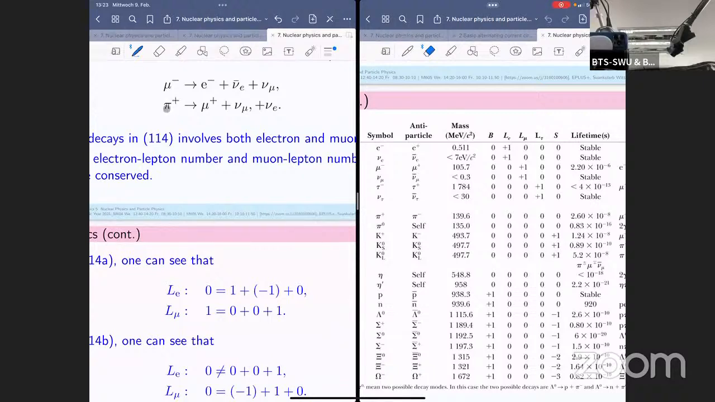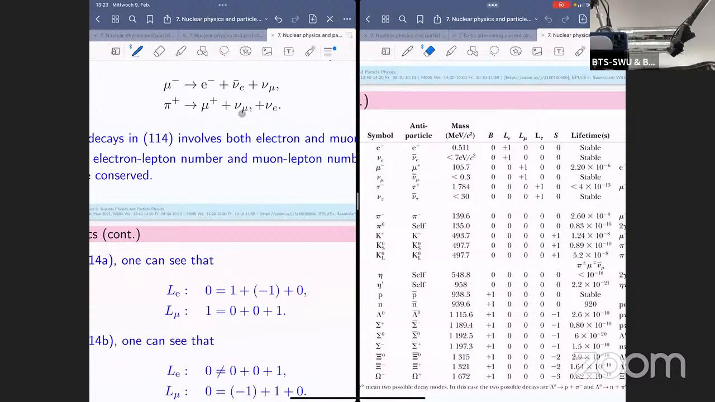which is the antiparticle of pion minus, has 0 muon lepton number right here. Okay, 0 muon lepton number. So that's why we write down here 0. And muon plus is right here. It has -1 for muon lepton number. So we write down here -1 for this particle.